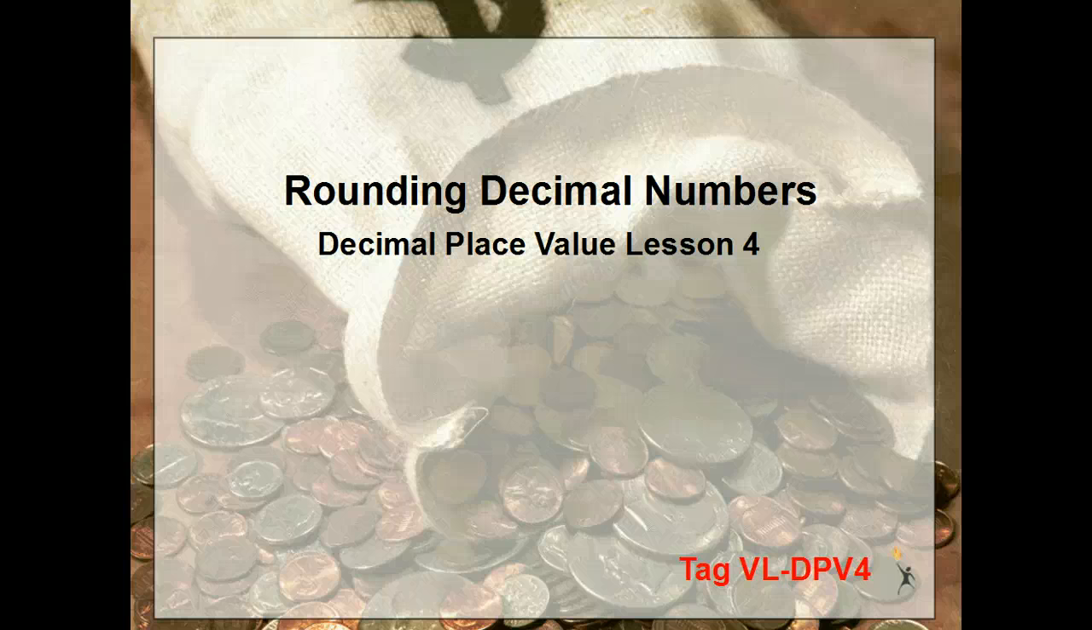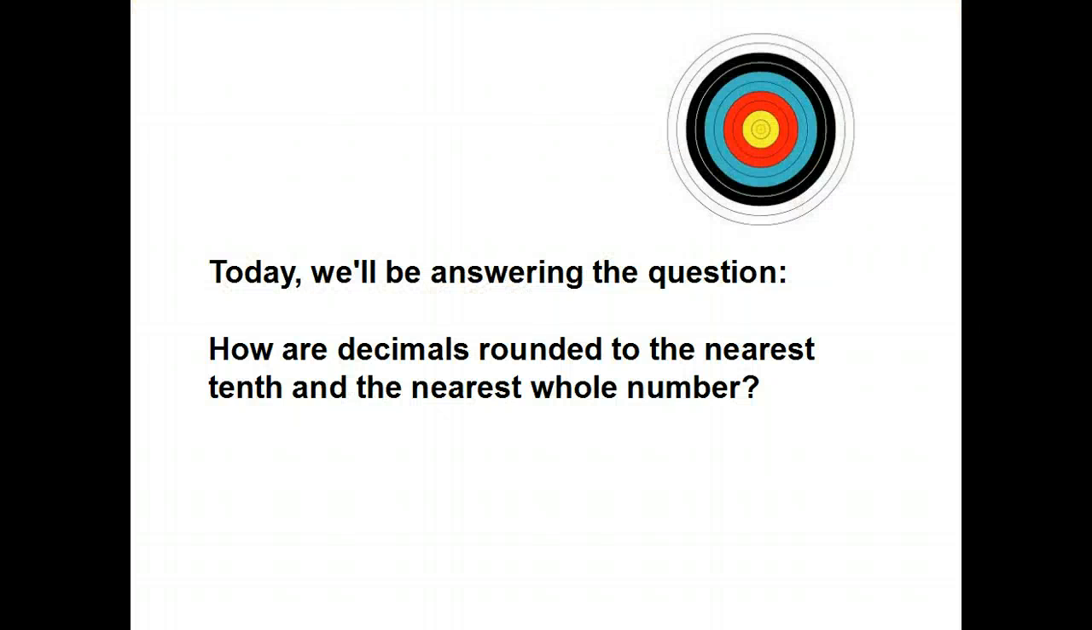We are looking at our last decimal place value lesson, at least for a little while. This is decimal place value lesson 4. Today we are rounding decimal numbers. In fact, we'll be answering the question, how are decimals rounded to the nearest tenth and to the nearest whole number? One question. Let's get rocking.